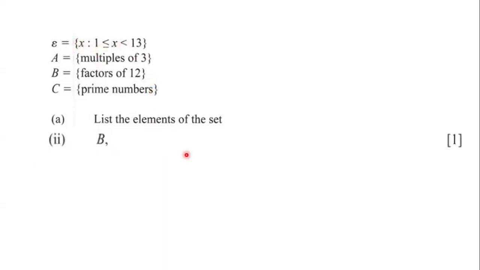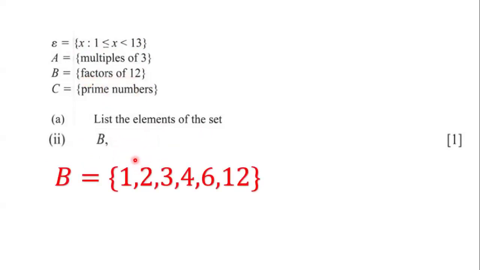Now we have to list the elements of set B. Set B contains factors of 12. And so you have 1 is a factor of 12 because 1 can go into 12 without leaving a remainder. And then 2, 3, 4, 6, and 12. The reason is because 1 times 12 is 12, 2 times 6 is 12, and 3 times 4 is 12. So all of the factors of 12 are listed here.